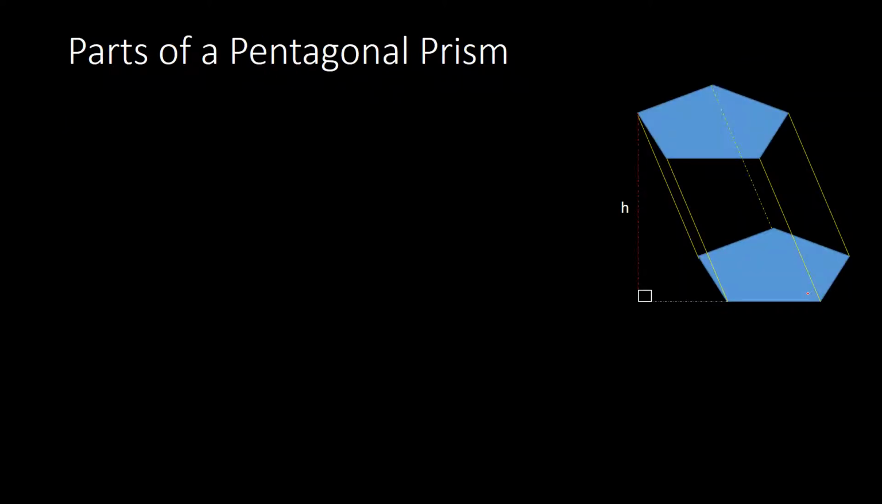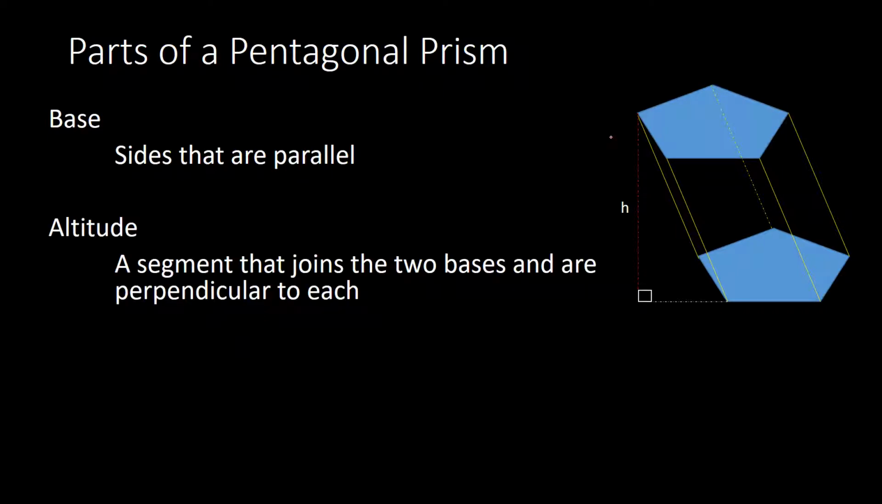And then with a pentagonal prism, still the same terms, but now in the context with a pentagon. The base would be the parallel sides, so in this case would be the pentagons. The altitude would be the segment that connects the two bases, and in this case that would be the red line going from the top base to the bottom base. And the bottom base we kind of had to extend a little bit to make the altitude actually hit both bases, but this red line would be the altitude. And then the height is the length of the altitude, or the distance from base to base.